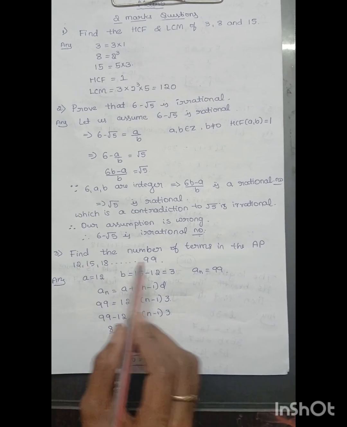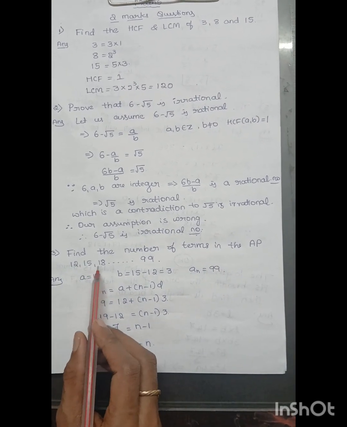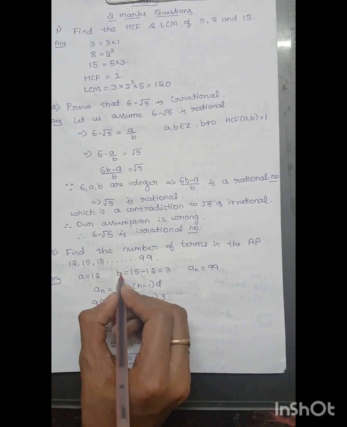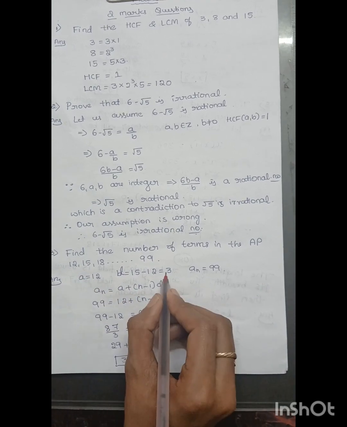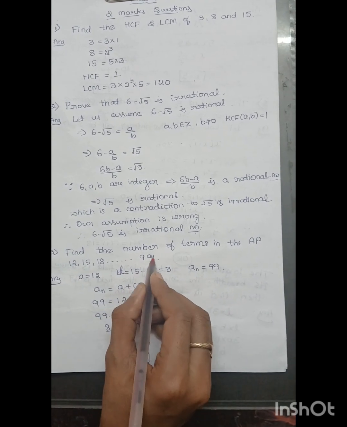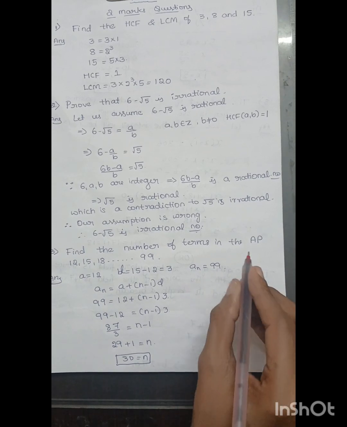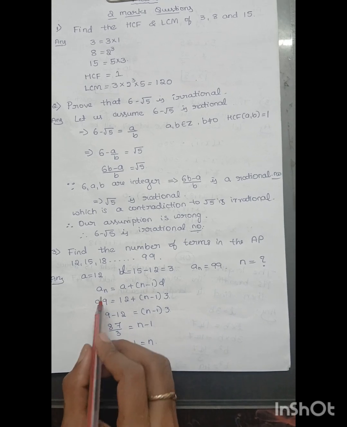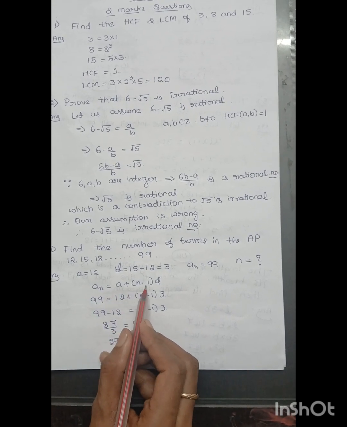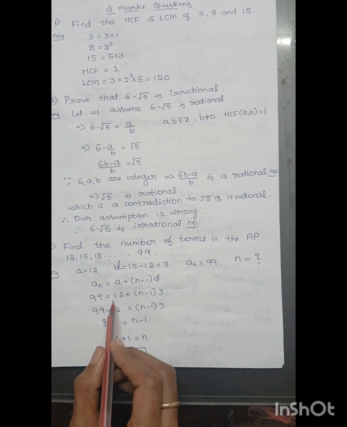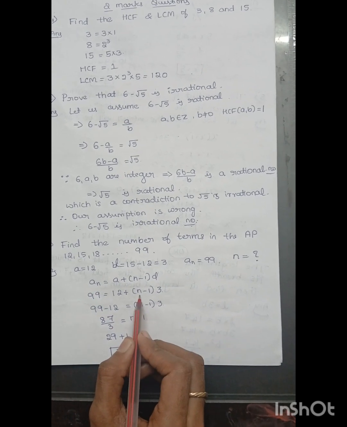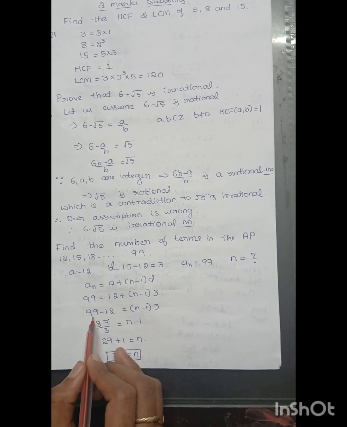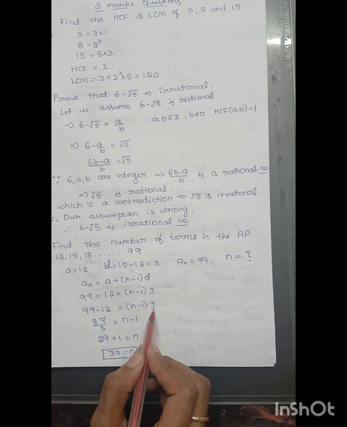Next question, find the number of terms in the AP 12, 15, 18 and so on up to 99. Here first term a is 12 and the common difference d is 15 minus 12, that is 3, and the last term is given, an equals 99. We have to find the number of terms, that is, n. Formula, nth term of an AP: an equals a plus n minus 1 into d. 99 equals 12 plus n minus 1, d value is 3. So 12 is transposed to this side and becomes 99 minus 12 equals n minus 1 into 3.